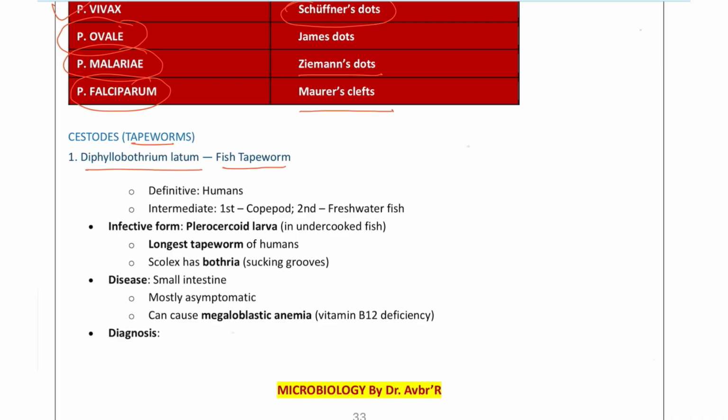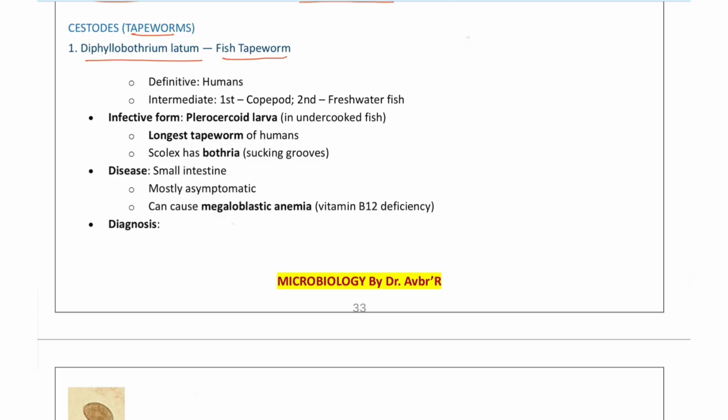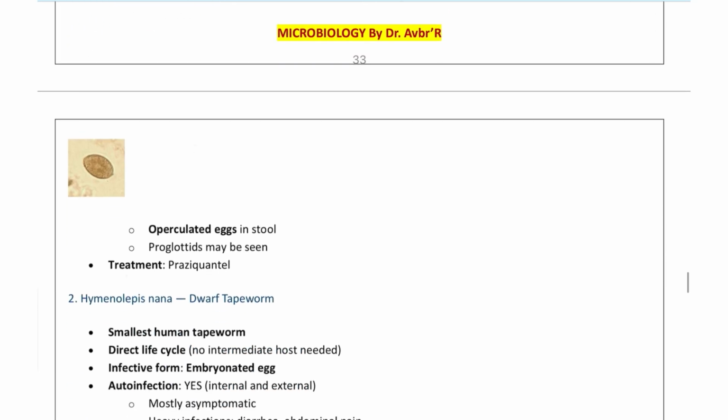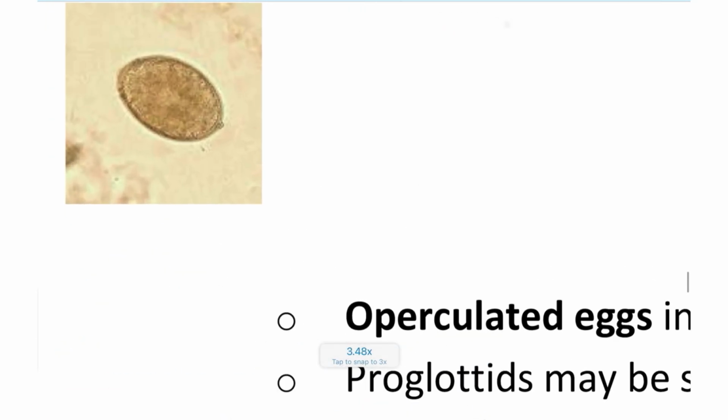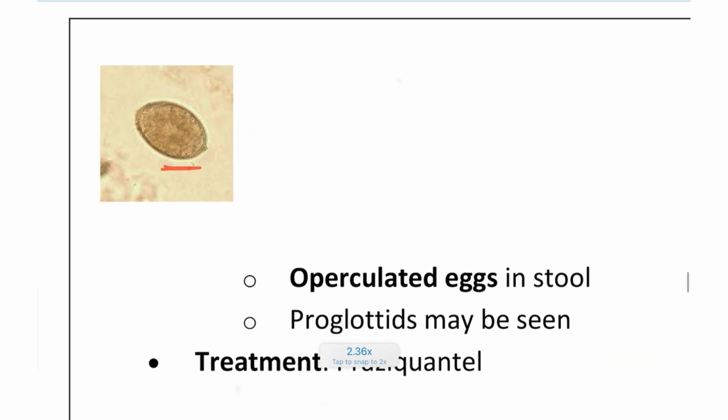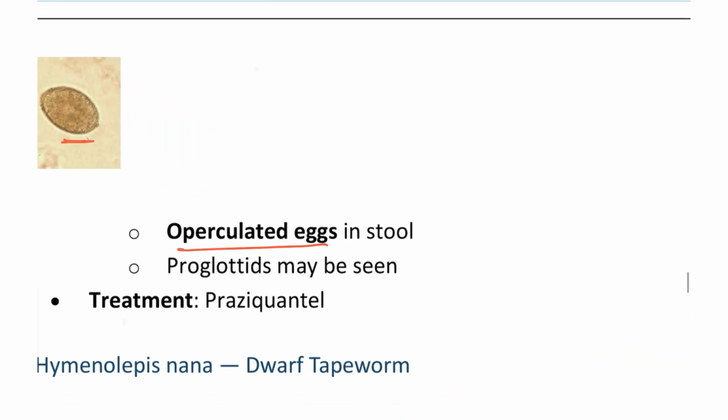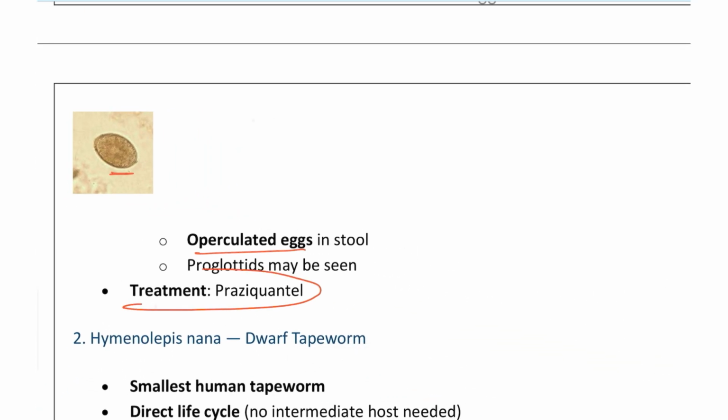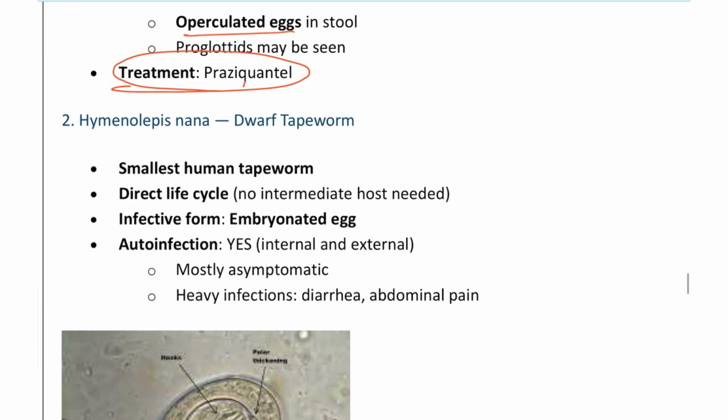Diphyllobothrium latum, which is caused by the fish tapeworms. Most commonly, this is due to the larva in undercooked fish, where you are going to get the longest tapeworm of humans. The disease is mostly gastrointestinal only, in the small intestine. It can cause a vitamin B12 deficiency. And here you can see how the egg appears: operculated eggs that you are going to see. The drug of choice is praziquantel.